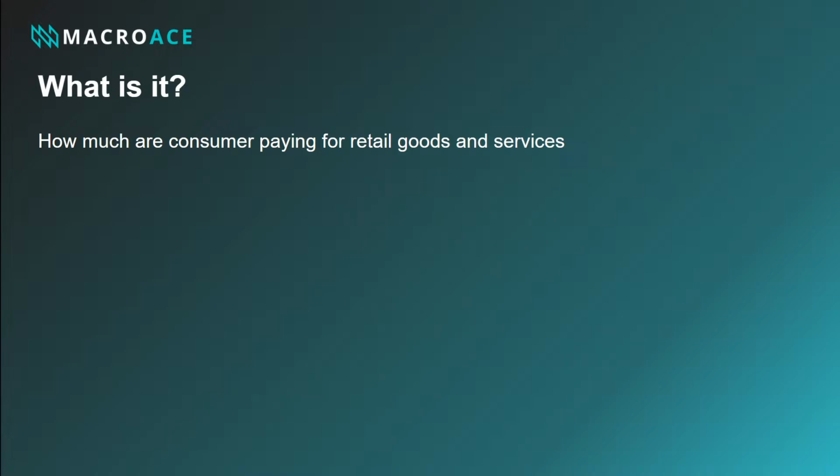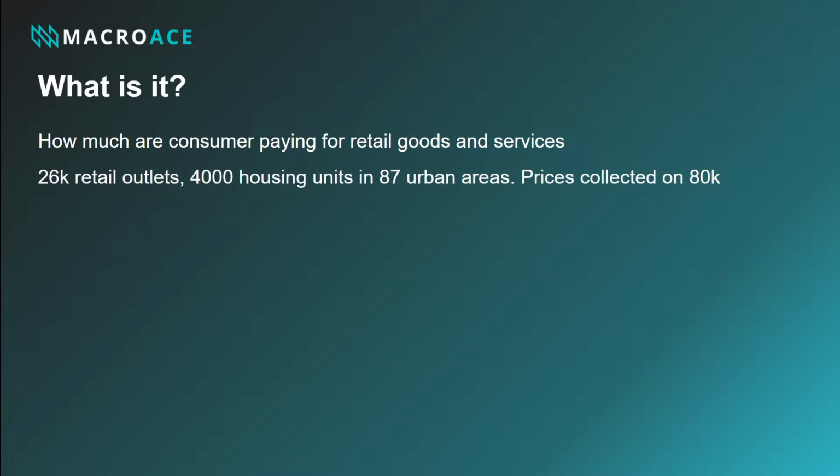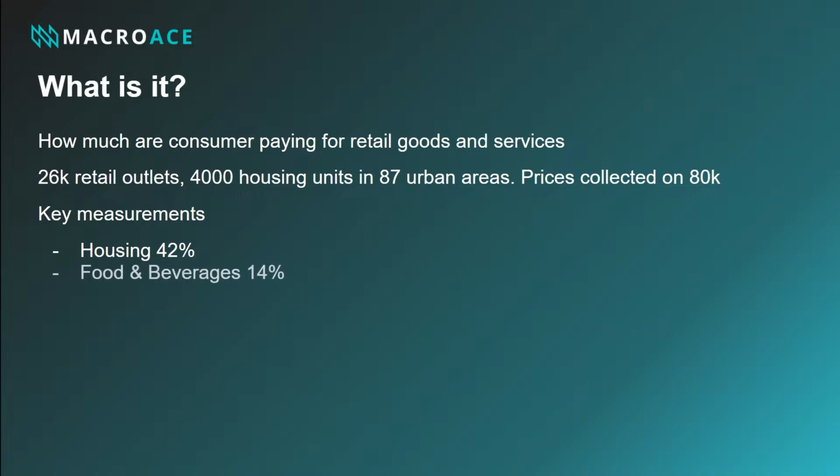It measures how much consumers are paying for retail goods and services. The way it's measured is you have 26,000 retail outlets and 4,000 housing units in 87 urban areas, where prices are collected on 80,000 different goods and services. The key measurements that make up the CPI report are housing at about 42%, food and beverages about 14%, transportation 18%, and medical care about 8.5%.